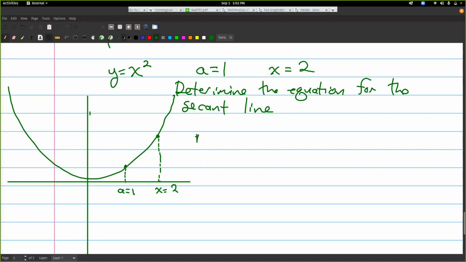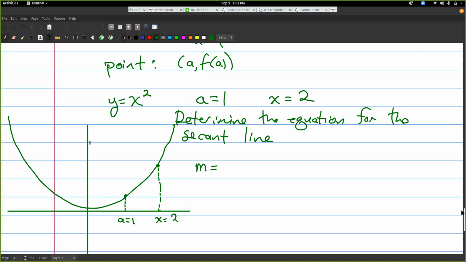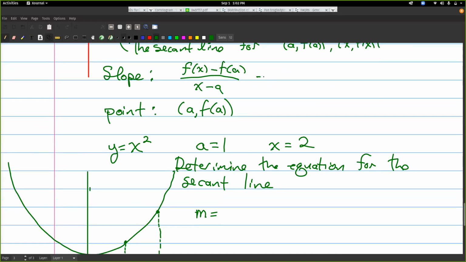So tell me, what is the slope of the secant line going to be in this problem? Can somebody figure it out? There's the formula. Here's the formula for it. What I'm asking is, what is it in this particular case? Is it going to be f of 2 minus f of 1, divided by 2 minus 1? Yes, exactly right.